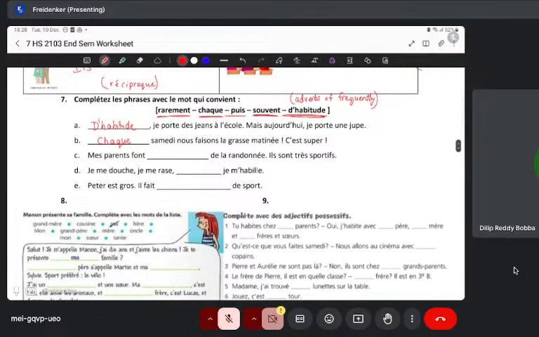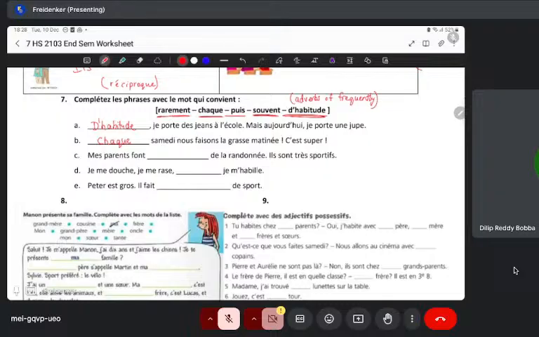Fine. Mes parents font dash de la randonnée. Ils sont très sportifs. So since we mentioned they are very sportive, it means they should be doing this activity. Faire la randonnée means to go on a trek. So if they are very sportive, they should do this trekking often. So I'll write often here.